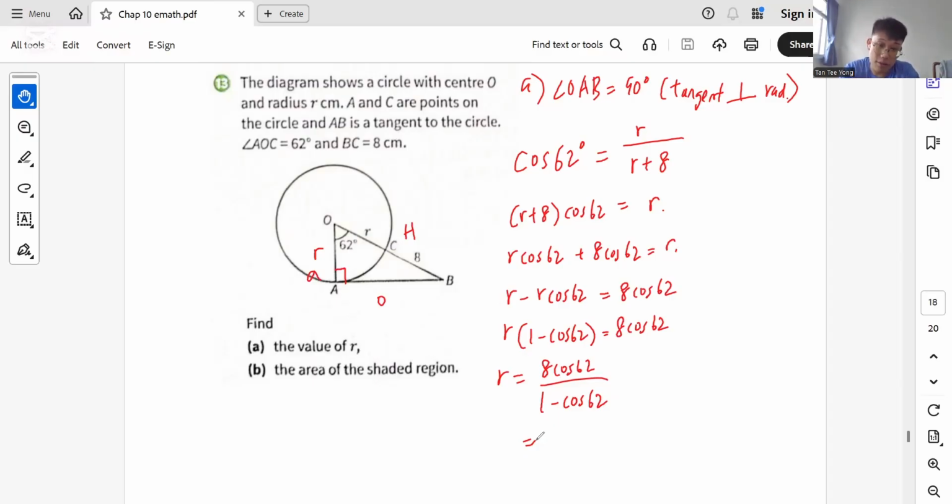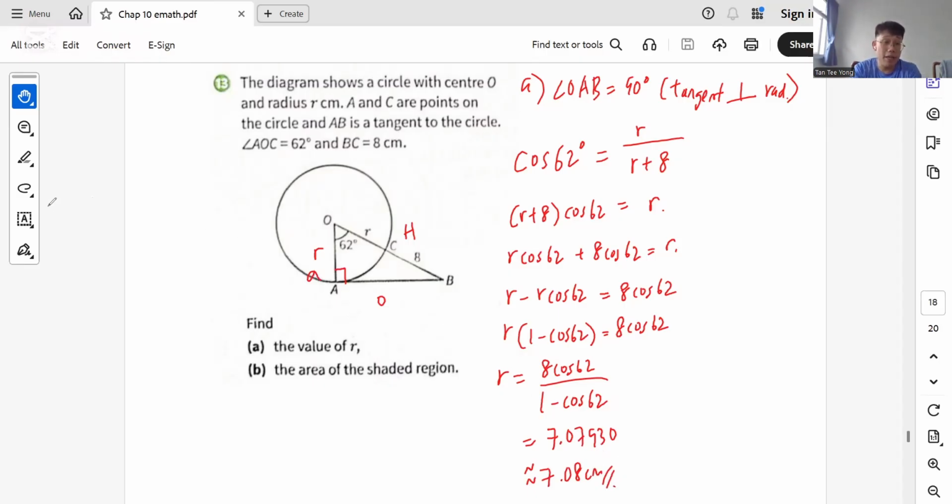So it's quite a bit of manipulation to be done. So let me know if you don't know which step is unclear so I can address this again. Okay, so the answer is 7.07930, round up to 3 SF, 7.08 cm. Okay, so this is for part A.